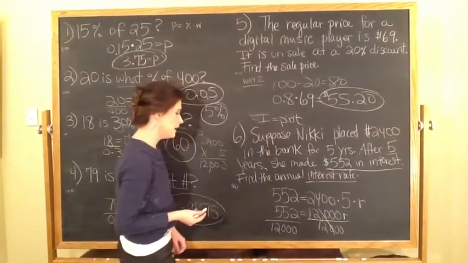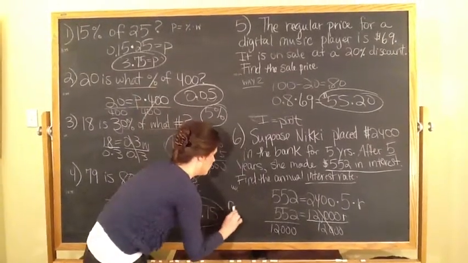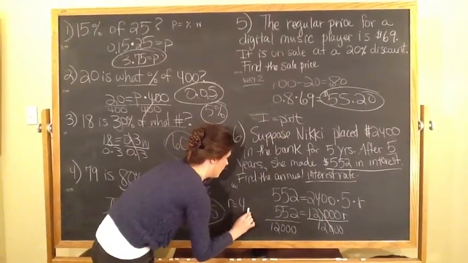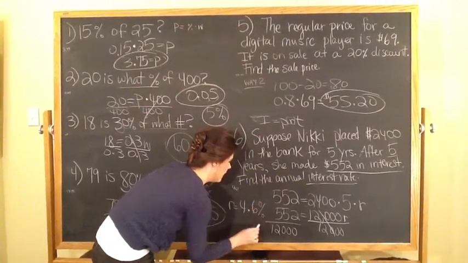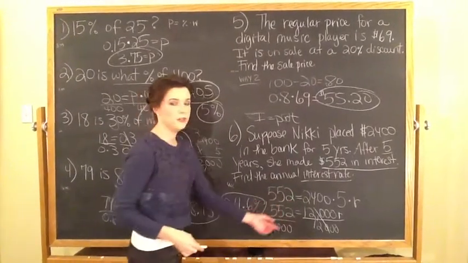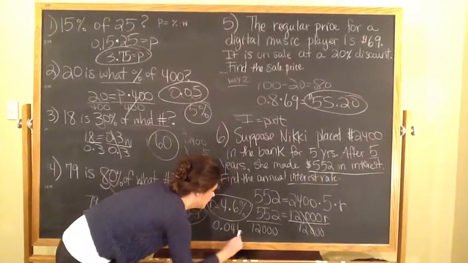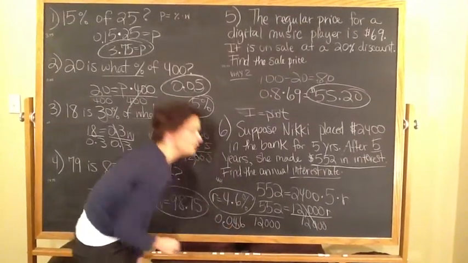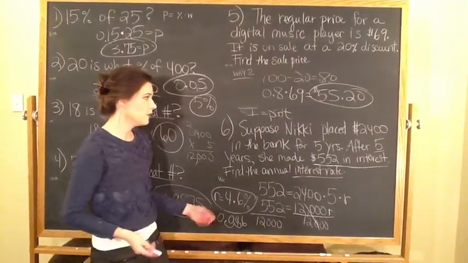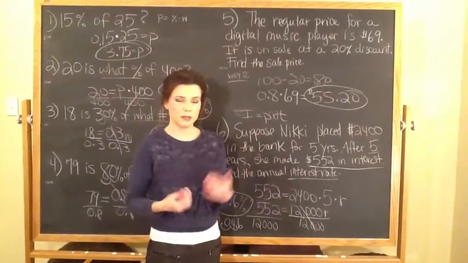and we are going to find out that R is equal to 4.6%. When you divide, you end up getting 0.046, and then you move your decimal 2 places to the right to find your percent. So anytime we're talking about the rate, we're talking about the percent.